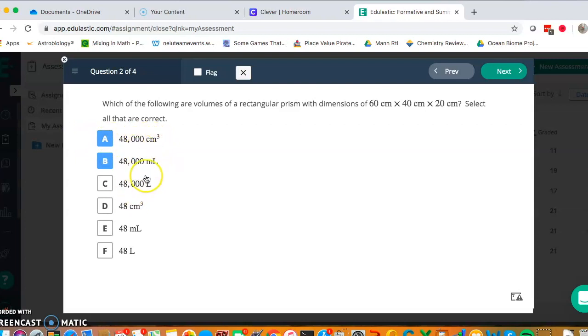Now I need to find which is the other one that's the same. Well, milliliters are smaller than liters, so that cannot be correct. This cannot be correct because we know that's 48,000 centimeters. So I can't all of a sudden make my milliliters into the same amount of milliliters. It's 48 liters, because there's 1,000 milliliters in 1 liter.